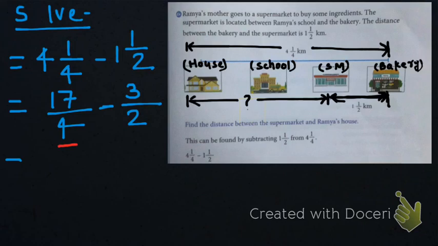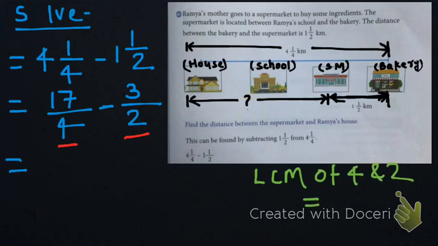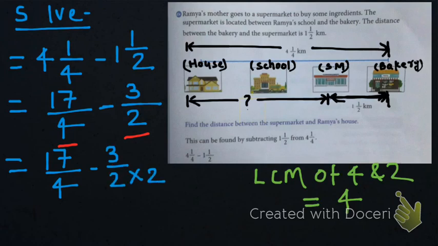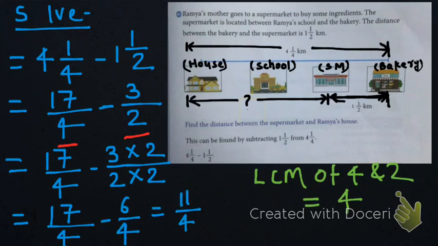Now students, you can see that 4 and 2 are different denominators here. So what we need to do is make the denominators the same. The LCM of 4 and 2, we have already calculated, is 4. So we'll make the denominators 4. Here multiply this 2 by 2 to make it 4. We also need to multiply the numerator by 2. So 17/4 minus 6/4 will give you 11/4.